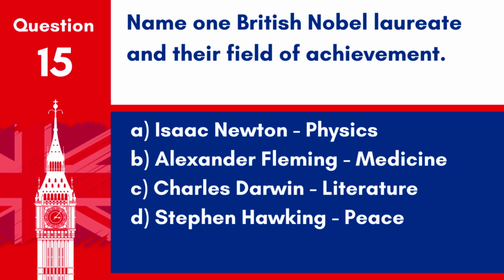Question 15. Name one British Nobel laureate and their field of achievement. A. Isaac Newton, physics. B. Alexander Fleming, medicine. C. Charles Darwin, literature. D. Stephen Hawking, peace. Answer: B. Alexander Fleming, medicine. Alexander Fleming, a British scientist, won the Nobel Prize in Medicine for his discovery of penicillin.